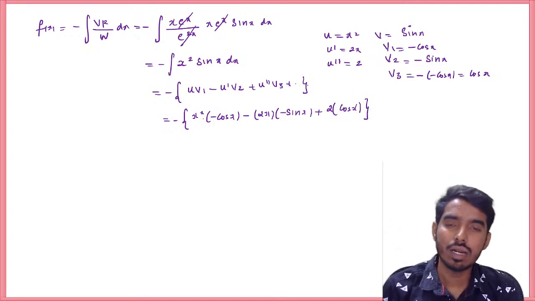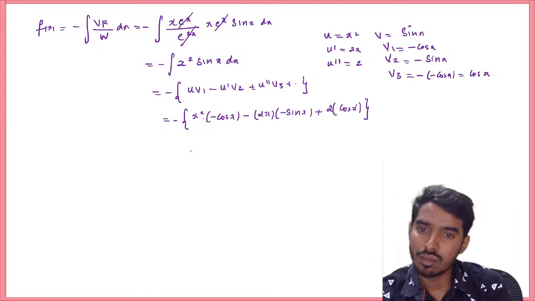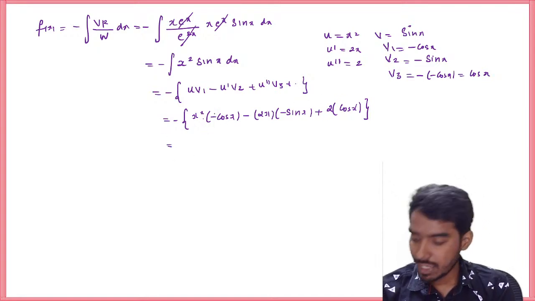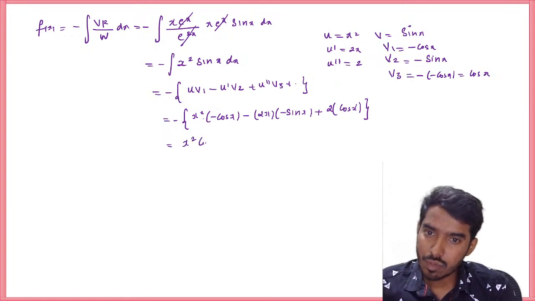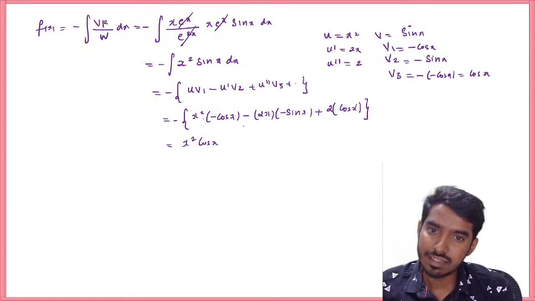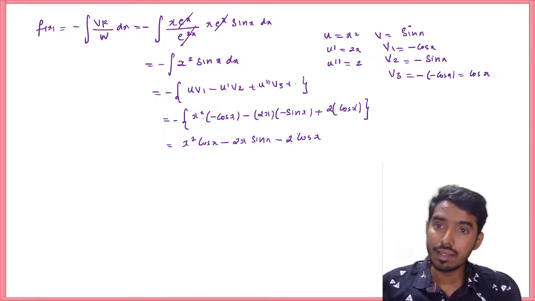You don't need to go on, right? You can stop up to u double dash because u triple dash and so on will be 0. So if I multiply minus, minus will be plus. This will be x square cos x. Multiply this minus inside, minus will be plus. Again we have minus here. So minus 2x sin x minus 2 cos x. So this is your f of x.